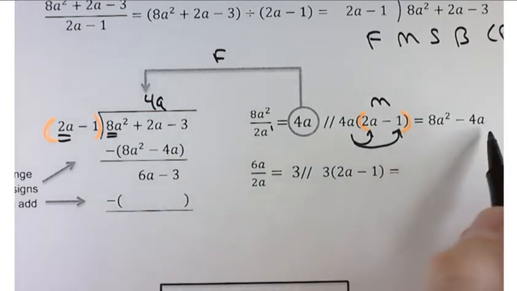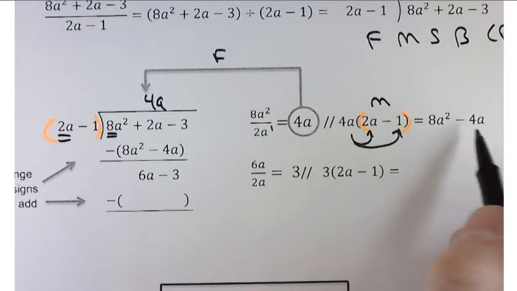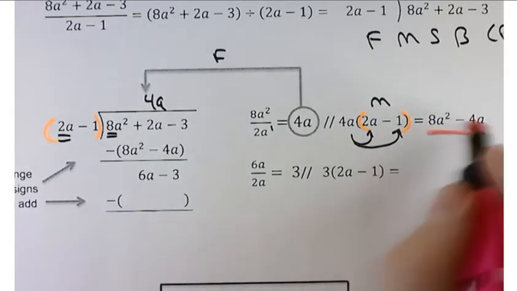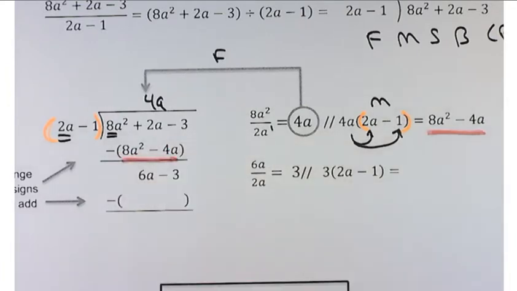8a squared minus 4a. So that's the multiplication step. And I took that expression here and I wrote it over here. We've got to subtract that thing now.